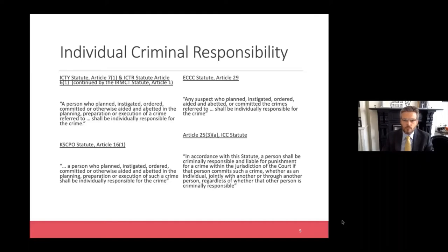The ICTY, of course, was up and running before the ICC. So in the absence of specific provisions for the joint commission of an offence in its core text, the ICTY Appeals Chamber, in the case of Prosecutor v. Tadić, 15th of July 1999, controversially looked to customary international law to fill what it perceived was a gap. The first time that an international court had undertaken to set out the elements of criminal liability for what it termed joint criminal enterprise. Slide 5, please, Andrew.